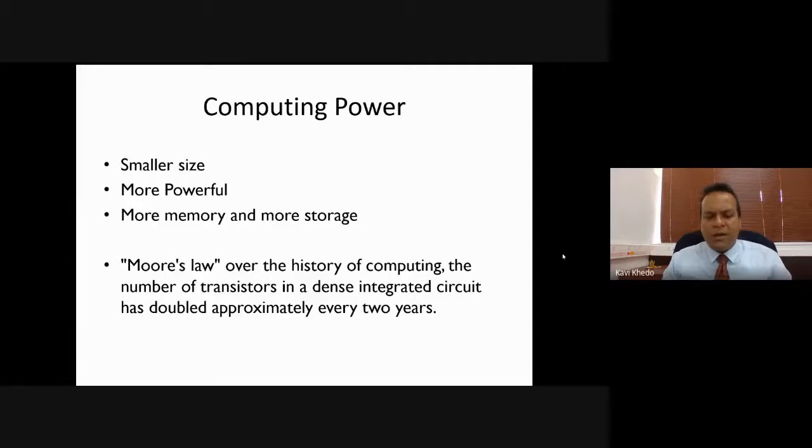You must be aware, as applied computing students, of Moore's law. Moore's law says that over the history of computing, the number of transistors in a dense integrated circuit has doubled approximately every 2 years. That is basically every 2 years, the processing power of our computers has been doubling, and this has proved to be true. Why am I saying all this?